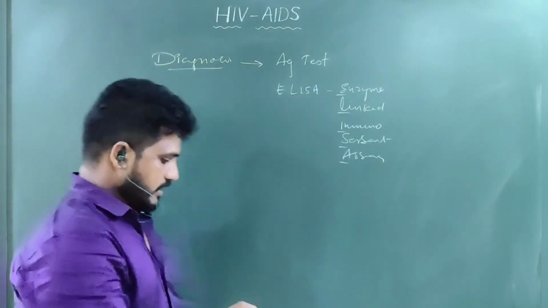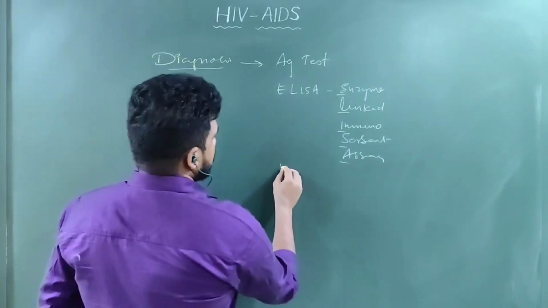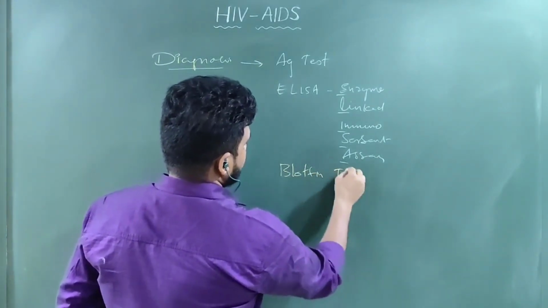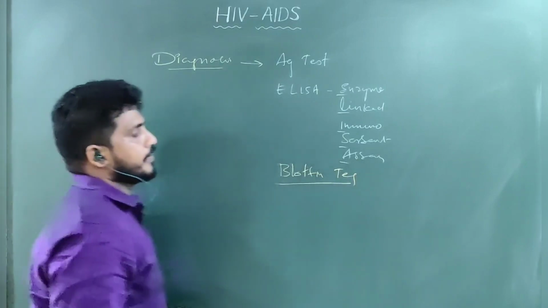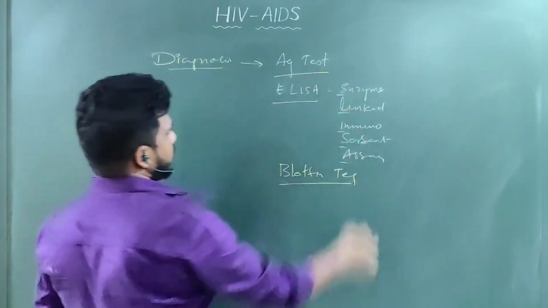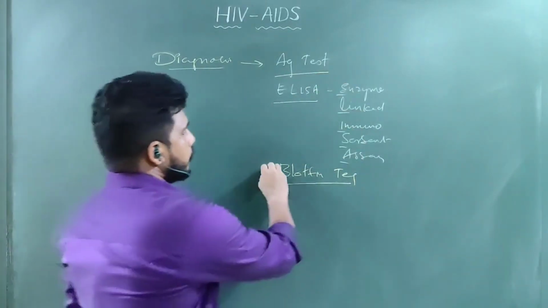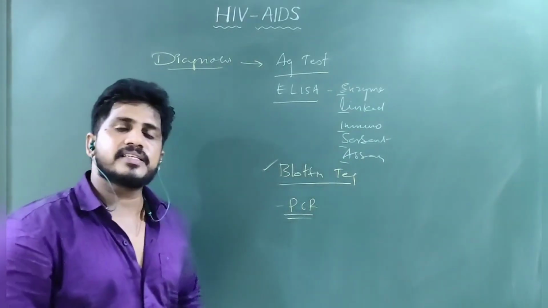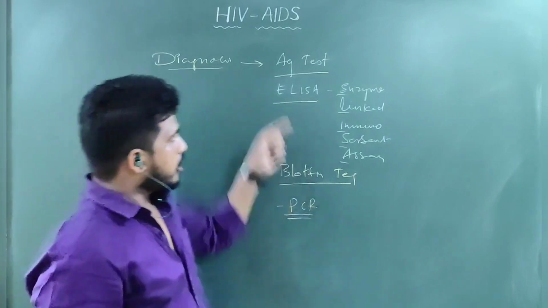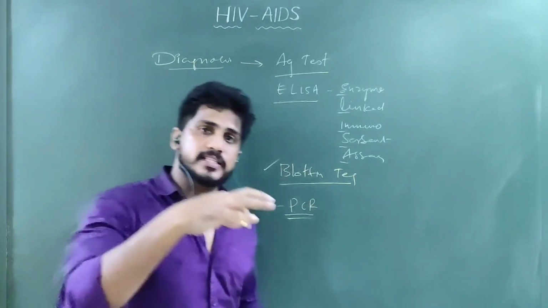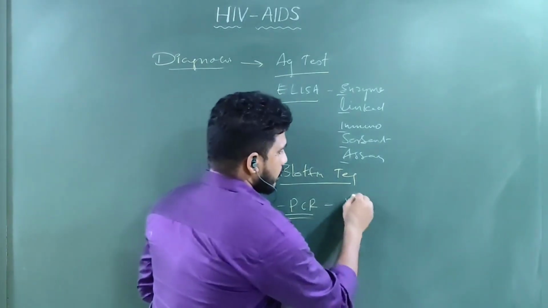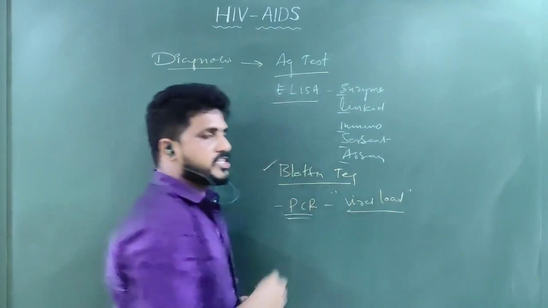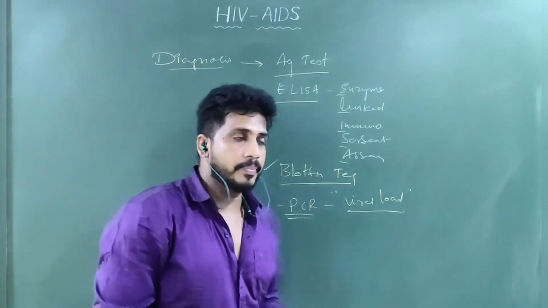Southern blotting technique also helps. Western blotting technique is used to identify the viral load. Then PCR, polymerase chain reaction, tells how much virus is present. Whether the virus is present or not, all these are okay, but to check how much virus is present, the viral load, PCR will be used. At the time of PCR I said this, I hope you remember.